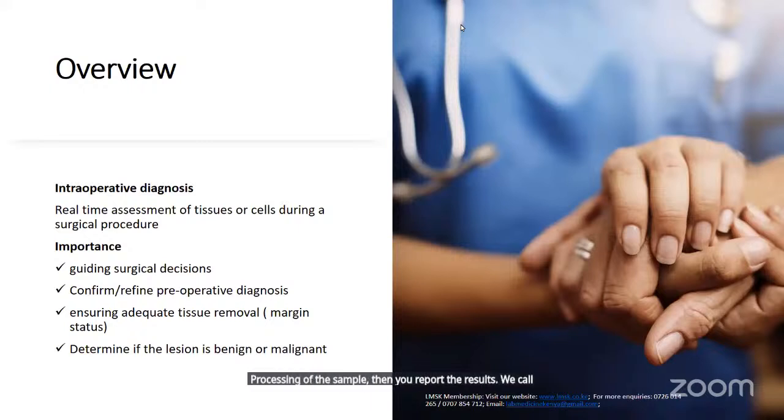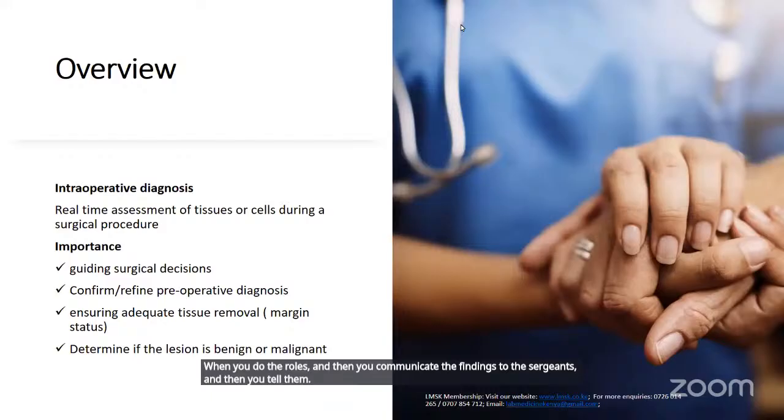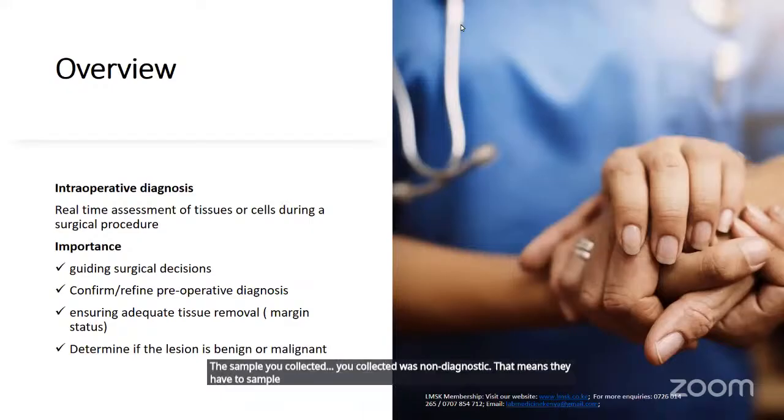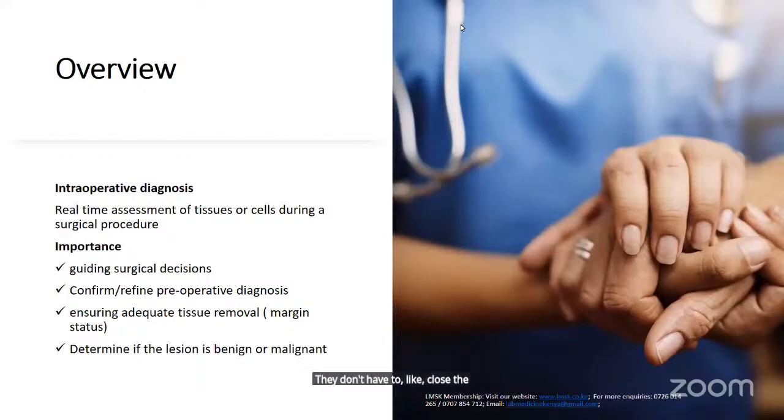We call it ROS, results on site. When you do the ROS and communicate the findings to the surgeons, and you tell them the sample they collected was non-diagnostic, that means they have to sample another tissue while the patient is still there. They don't have to close the patient, finish the surgery, and only afterwards be told the sample was not adequate, was non-diagnostic, there are no adequate cells. So intraoperative diagnosis will help avoid a secondary surgery. We'll be able to help the surgeon obtain an adequate sample.